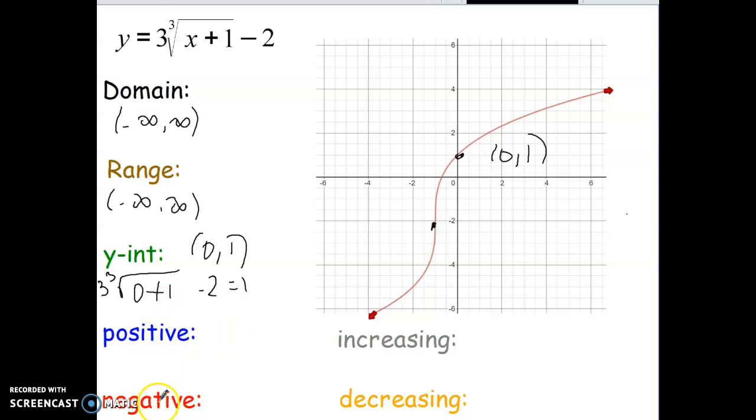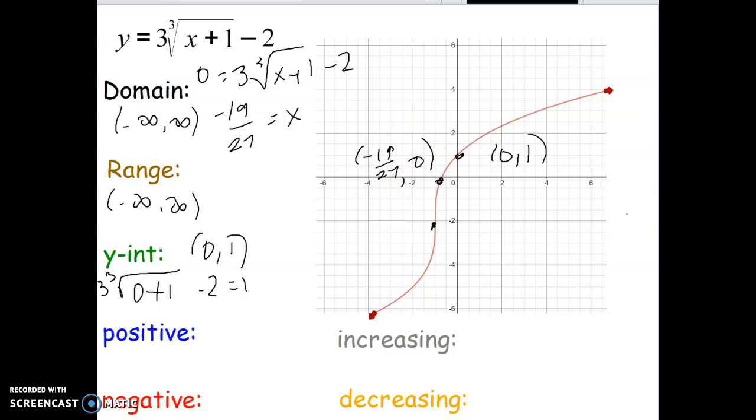Remember, for positive and negative, I need to know my x-intercept. So that means I put in 0 for y. Okay, and then I'm going to solve that one. And just like I did before, I went ahead and solved this one on my calculator to save us a little time. And I got negative 19 over 27. So this point right here is the point (-19/27, 0).